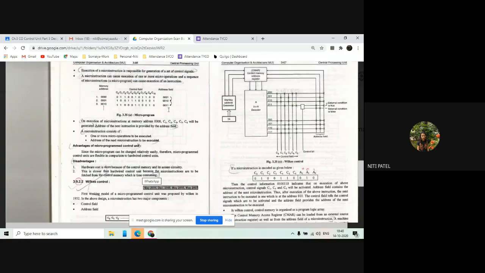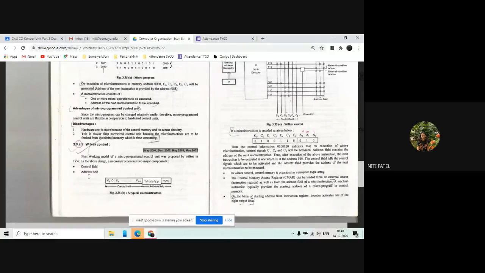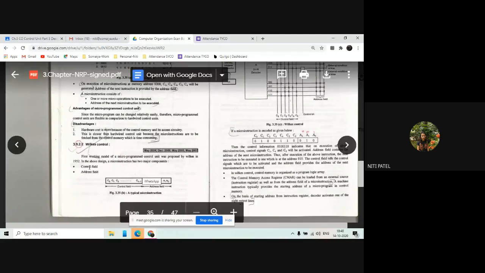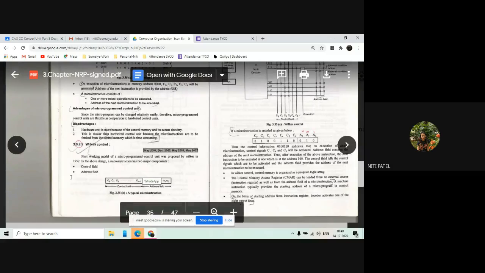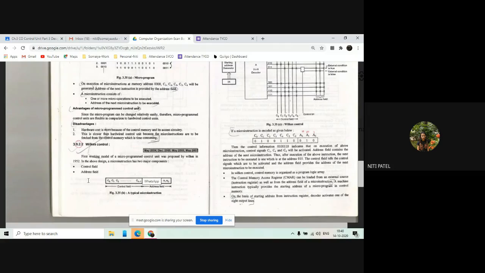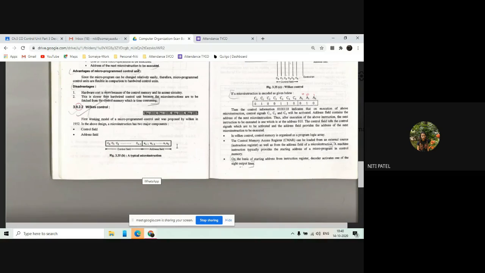If you see in the diagram, Wilkes's control over here, your instructions are divided into two components. One is the control field and another is the address field. What is that control field? The control field is nothing but the control signals which are generated for that particular instruction. And address field is what? It is nothing but telling the user or the system which is the next address where you have to go and execute the instruction. Okay, so address fields are named as A0, A1, A2, A3 and so on, and control signals are named as C0, C1, C2, C3 and so on.